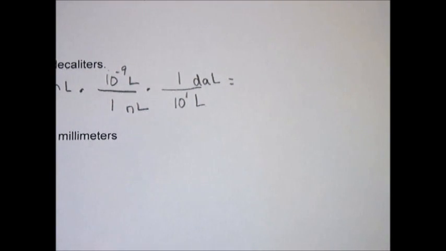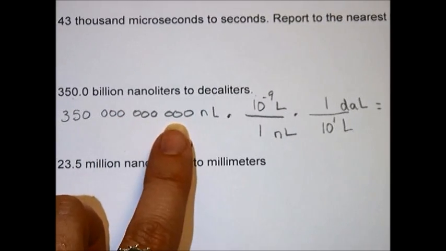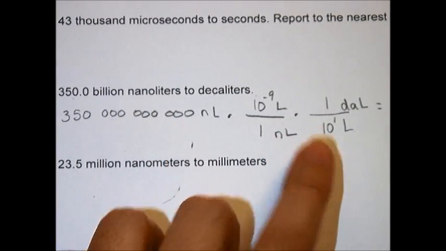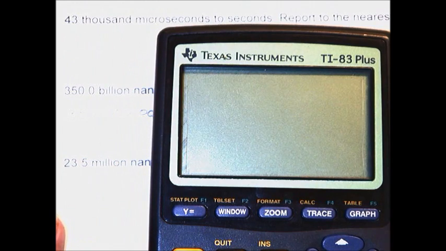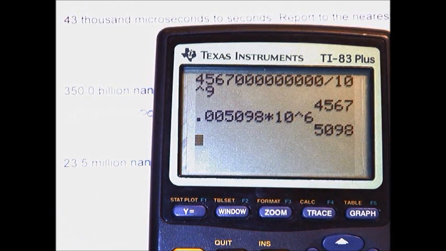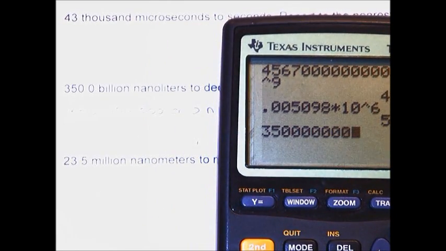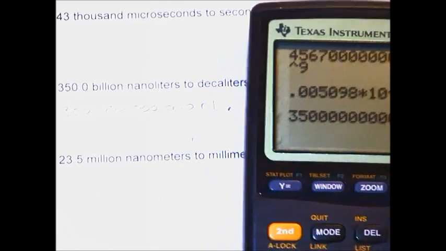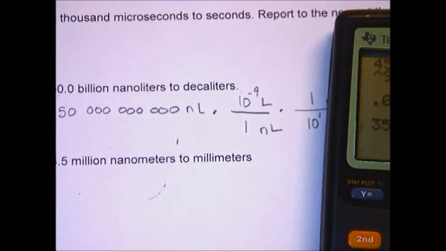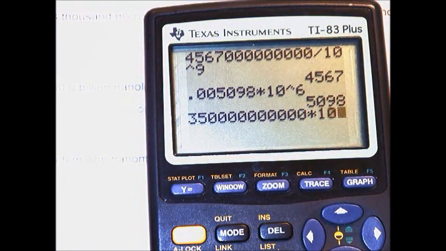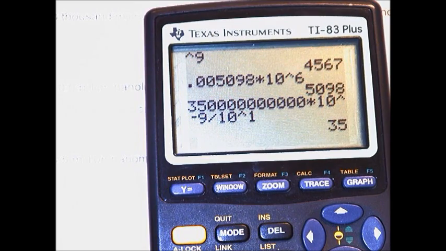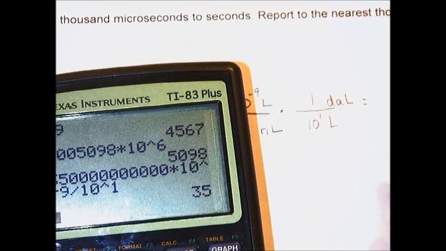So once again, I'm going to take the top and multiply across the top and then divide by the thing on bottom. So I'm going to go here and go 350,000,000,000, times 10 to the negative 9th. Use the caret again, negative 9. And then I need to divide by 10 to the 1 power, giving us just 35 decaliters.